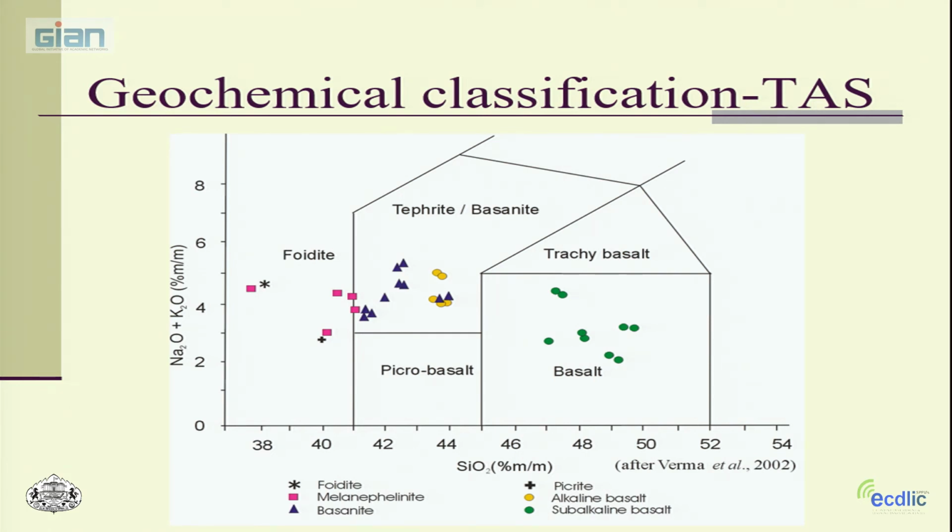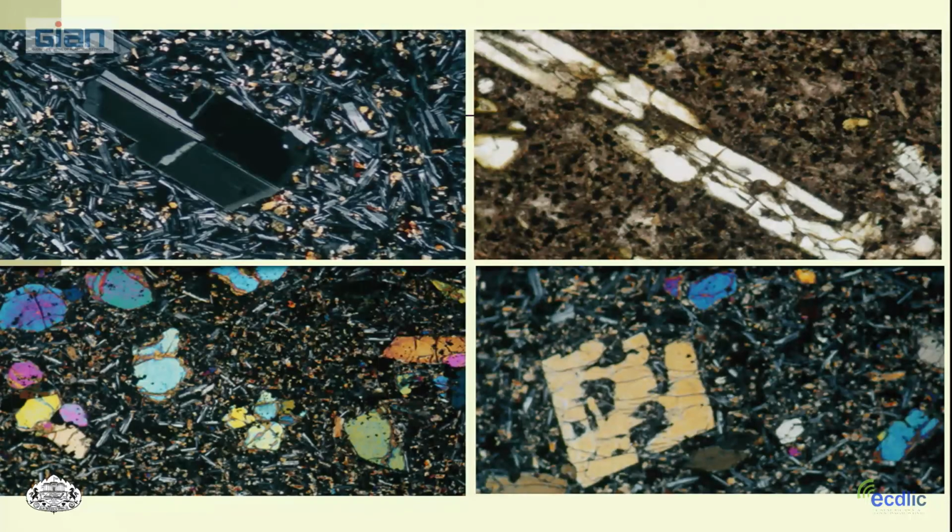And when you make use of the chemistry, the TAS diagram, the Na2O plus K2O versus the SiO2 content, for classification of these fine-grained volcanic rocks, you generally find them to be varying between tephrite, basanite to foidite, okay, many of them. And these are typically the subalkaline basalt belonging to the Deccan volcanic province. So you have two different types of magmas present in the same area. One is tholeiitic in character, the other is more or less alkaline in character, and they mostly follow this particular classification, tephrite, basanite or foidite.